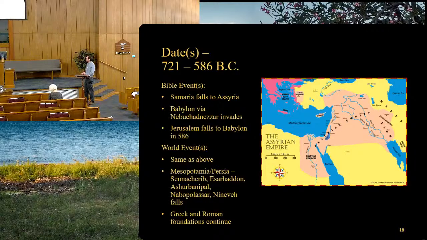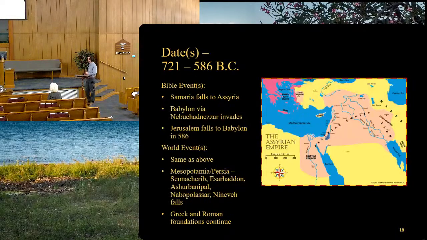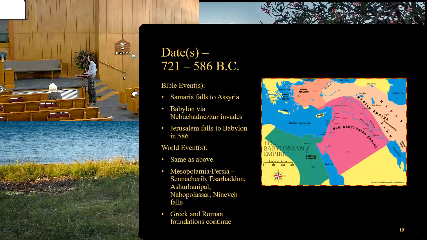And also, I still make a reference to the Greek and Roman foundations continuing to grow over in the Mediterranean this way. So you can see Greece there in this image. Okay, and those two maps are just showing the difference between the extent of the Assyrian Empire and the extent of the New Babylonian Empire, because there was an old Babylonian Empire as well.